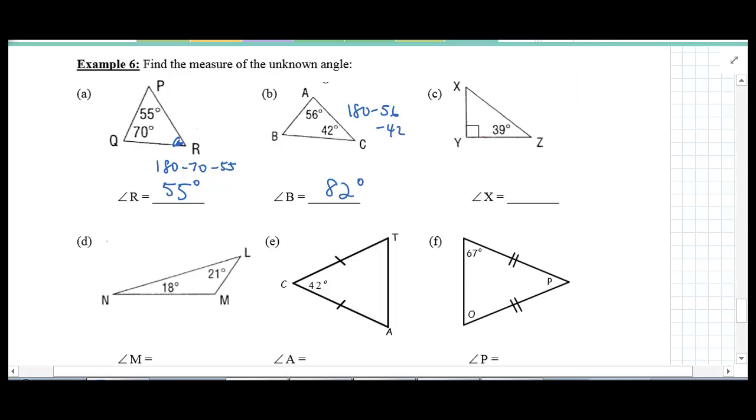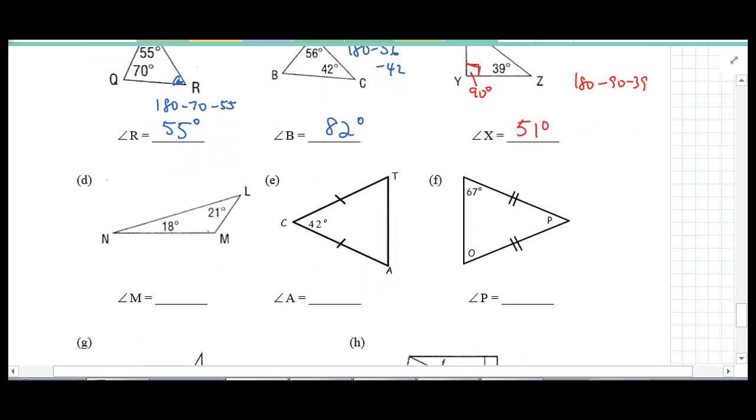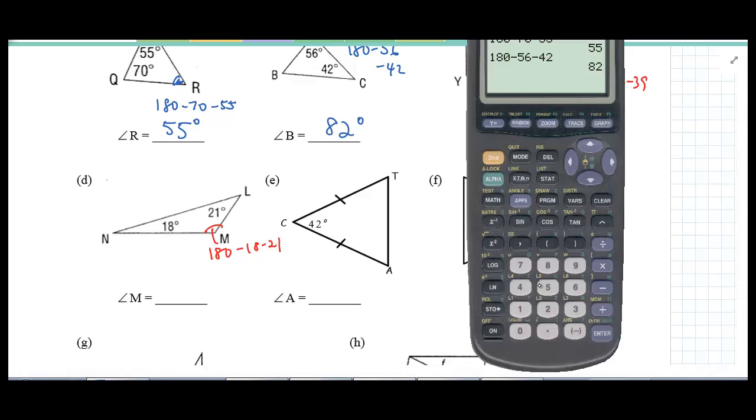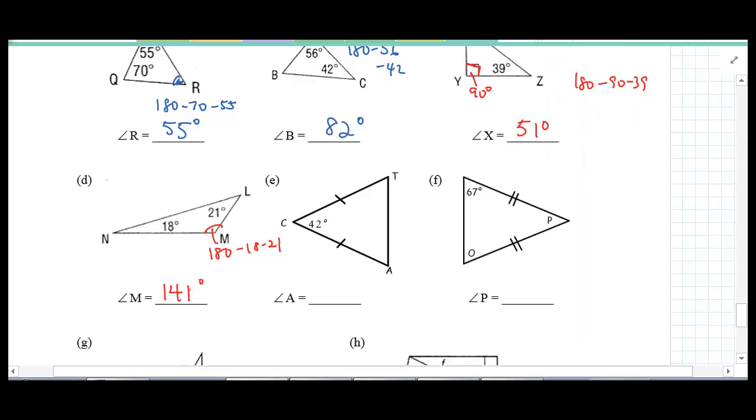Part C is a little bit different. This little thing here just represents a right angle, so that means it's 90. 90 minus 39, that must be 51 degrees. Okay, angles don't have to be acute, they can be obtuse. In this case, what's 180? Take away 18, take away 21, about 141.